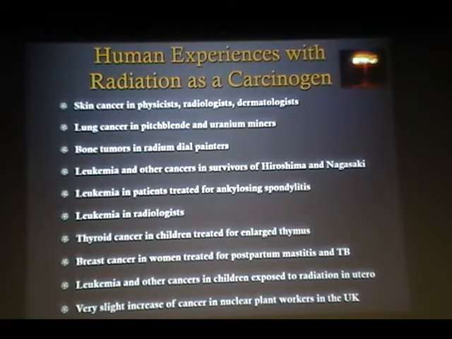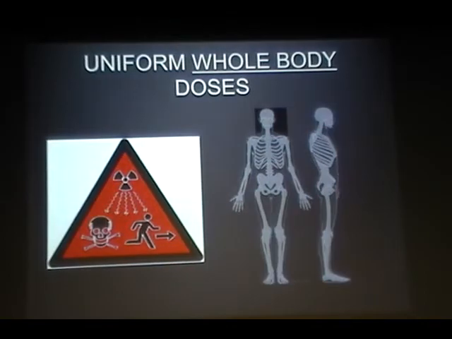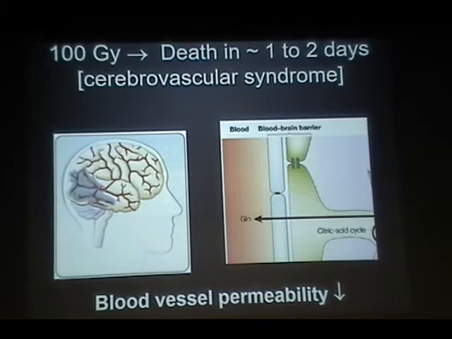So we know that there are some effects from radiation. The most famous one is Hiroshima and Nagasaki, and the Marshall Islands. We are not going to go into the details, but this is to get a sense that studies were done, and we can tell that some effects are there. For example, 100 gray means death in 1 or 2 days. It's called cerebrovascular syndrome. If somebody is exposed to 100 grays of radiation, they could die in just 2 days.